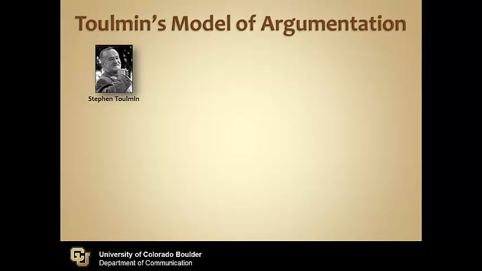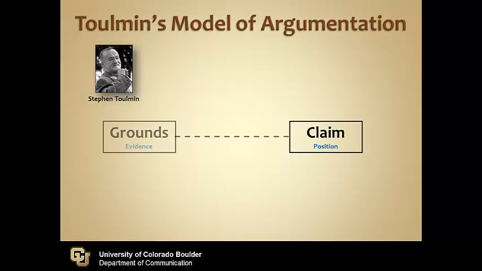The model begins with a claim, which is basically the position you're taking in your argument. This claim should be supported by evidence, or what Toulmin calls grounds. Think of this as the ground or the foundation of your argument. The grounds are the relatively objective facts that should not be in question. Of course, what we should do or think in response to these facts is a matter of persuasion. That's what your claim is all about.